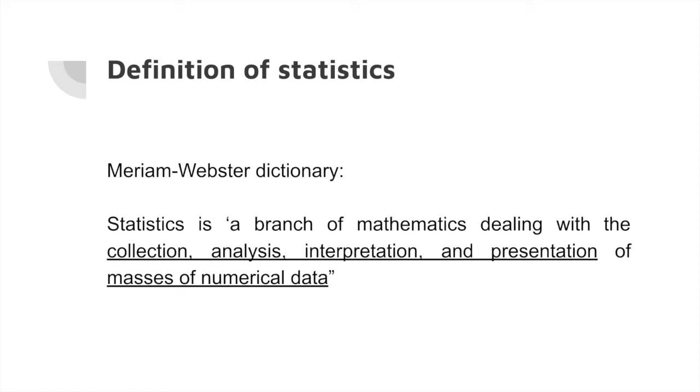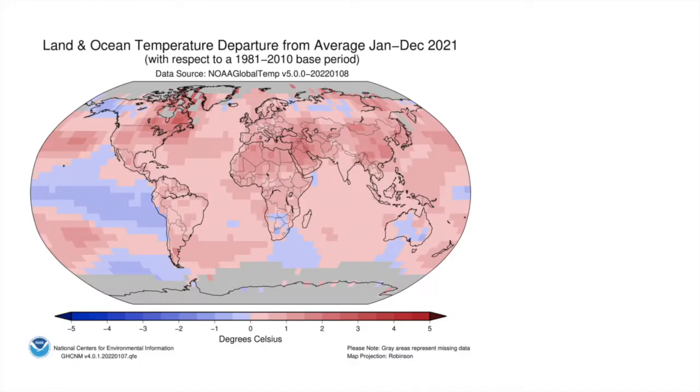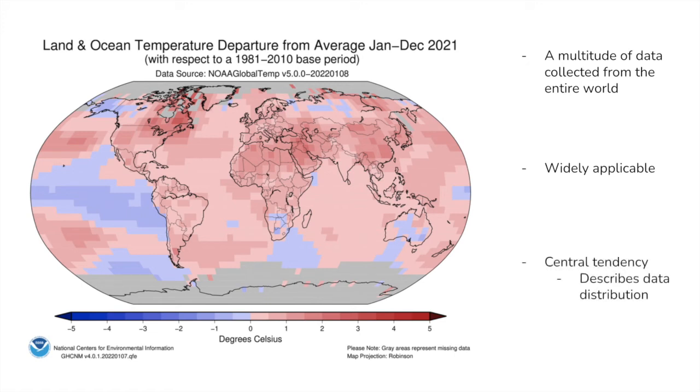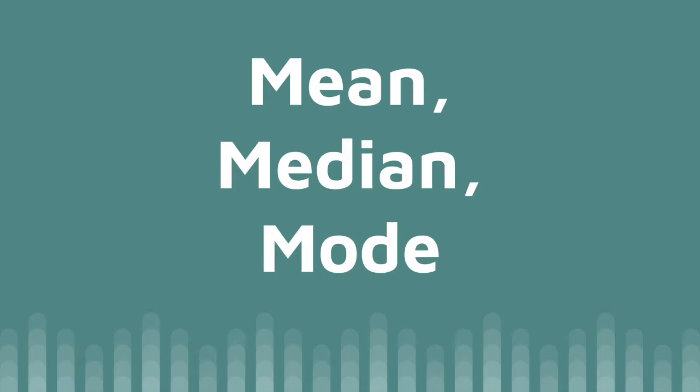masses of numerical data. Take a look at this map showing the worldwide increase or decrease in temperature in various regions of the world. You can see that there's a lot of data collected for the entire world. The data on its own can be useful for regional lawmakers to decide on what to do. However, to effectively combat climate change, a global action is required, which is why we need measures of central tendency. There are three types of measures of central tendency: the mean, median, and mode.